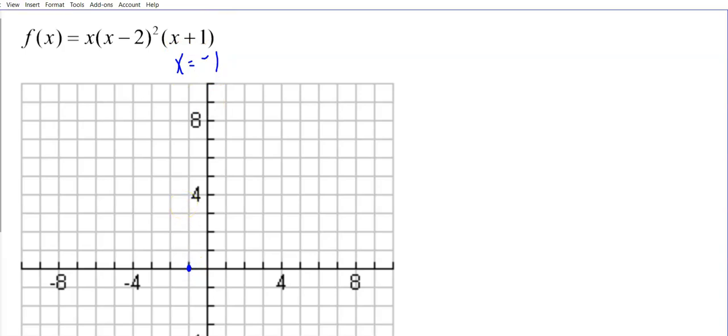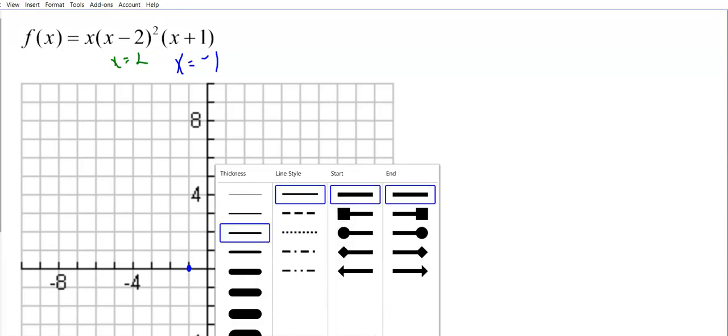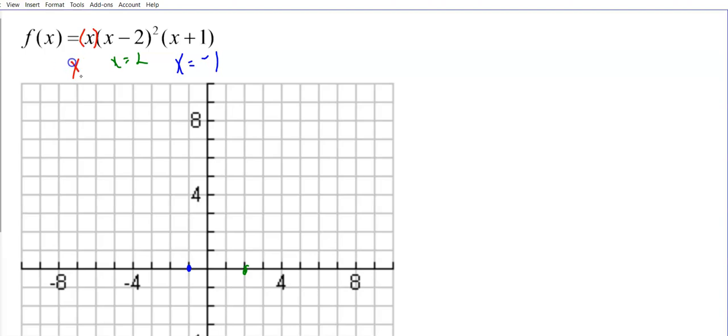I'm just going to color code it here just so we have something. So x equals 2. So that's this one. And this one is actually a factor, right? So that's actually x equals 0 if you set it equals 0. So 0. So we have 3 places where it touches the x-axis. That's where this graph is going to touch the x-axis.